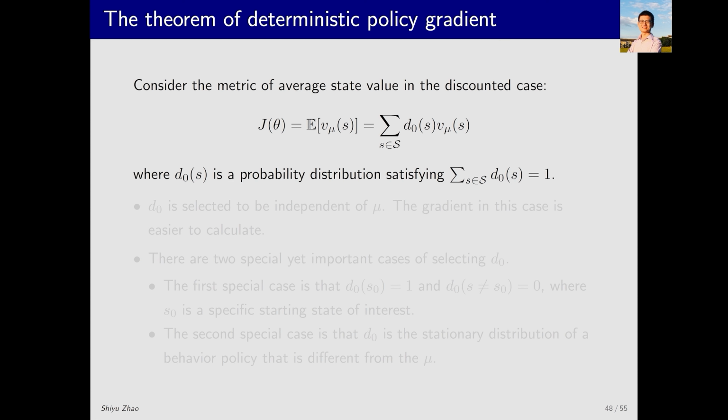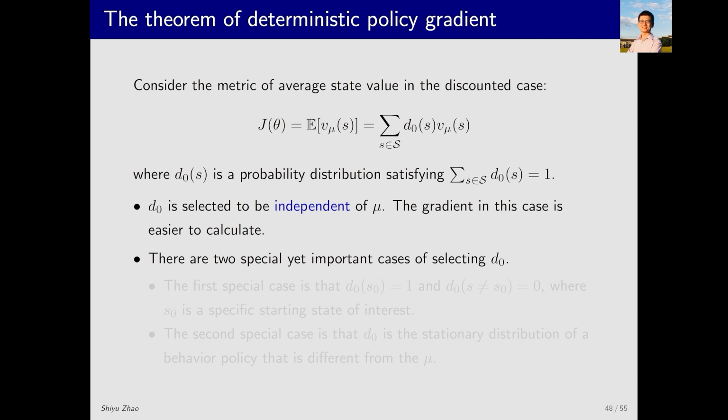First, let's define an objective function J(theta), where theta represents the parameters of the deterministic policy mu that we want to optimize. The function is defined as the sum over all states. J(theta) = sum over s of d0(s) v_mu(s), where v_mu(s) is the state value under the policy mu, and d0 is a probability distribution that satisfies d0(s) is greater than or equal to 0 for all s, and the sum of d0(s) equals 1.